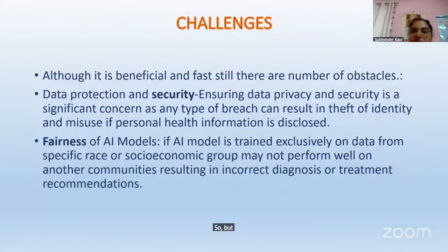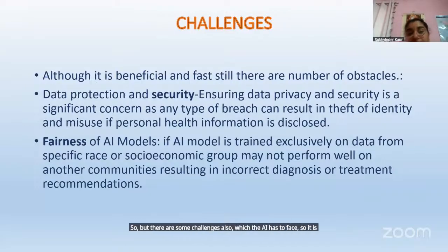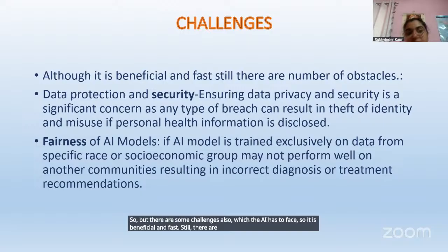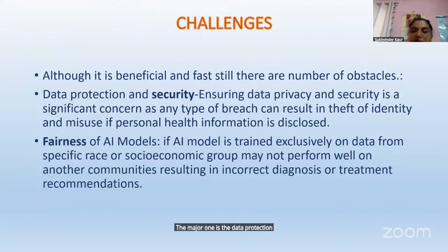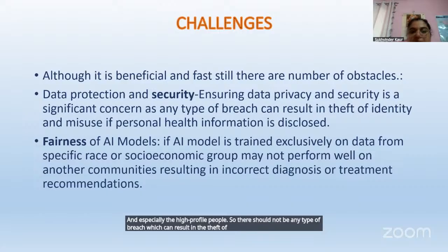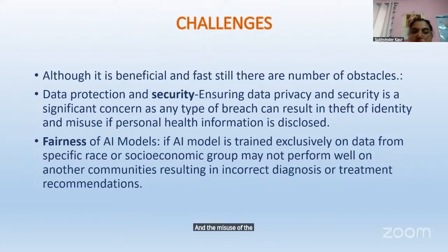But there are some challenges also which the AI has to face. So it is beneficial and fast, still there are a number of obstacles. The major one is data protection and security, because mostly in the medical line, everybody wants the data to be private and secure, especially high profile people. There should not be any type of breach which can result in the theft and misuse of personal health information.